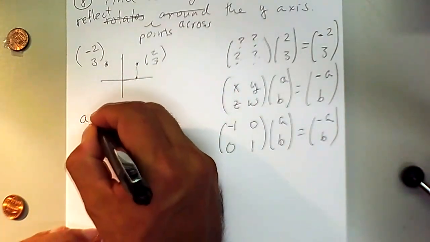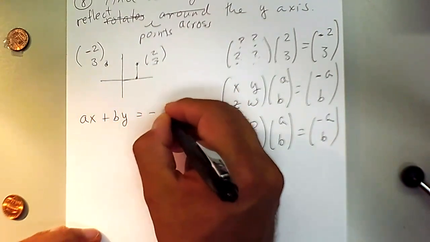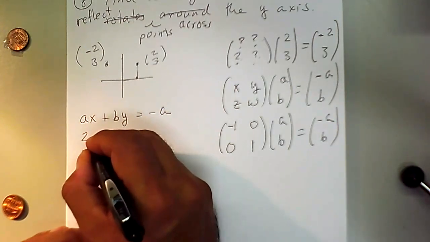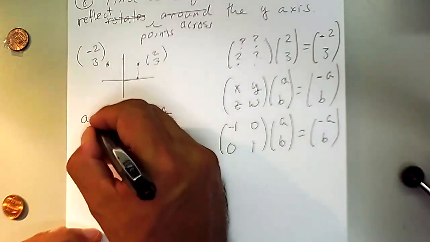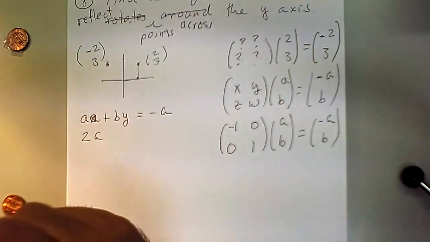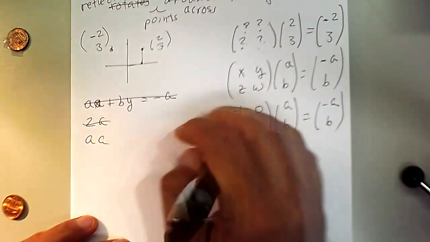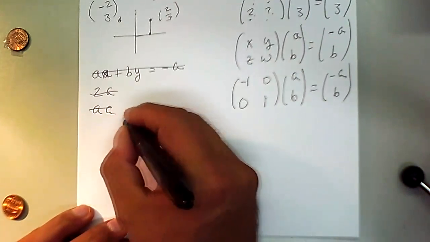So ax plus by would have to be negative a, and then za, oh, I meant a here. Sorry. So AA, oh my goodness, I can't believe I'm doing all of these mistakes in one video.